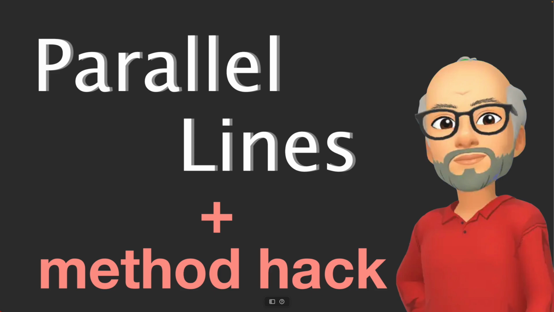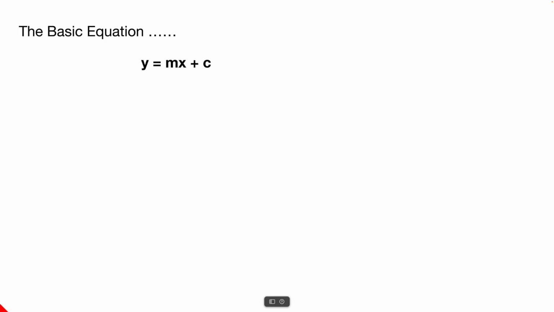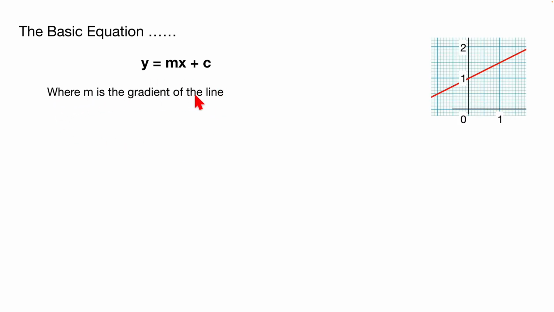Just a quick thought on parallel lines and how to find them. Here's the basic equation of a line, y equals mx plus c, where m is the gradient of the line. So here's the graph. What's the gradient of this? Well, every time you go 1 along the x, you go a half up. So the gradient of this line is a half.